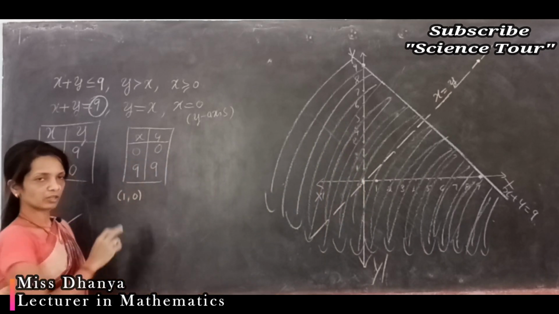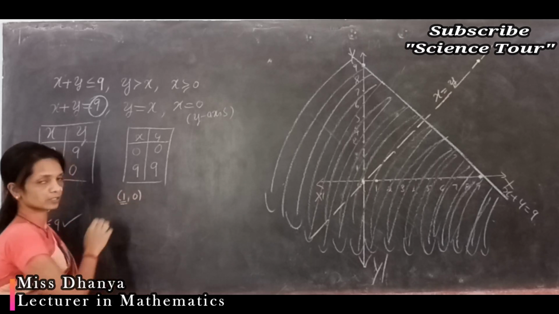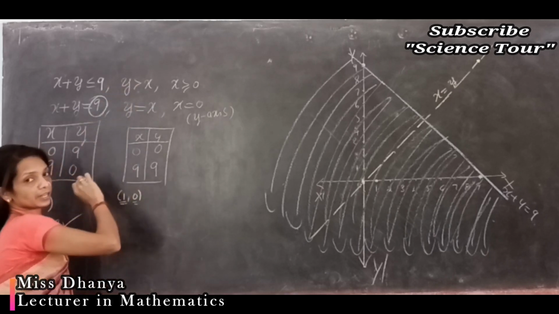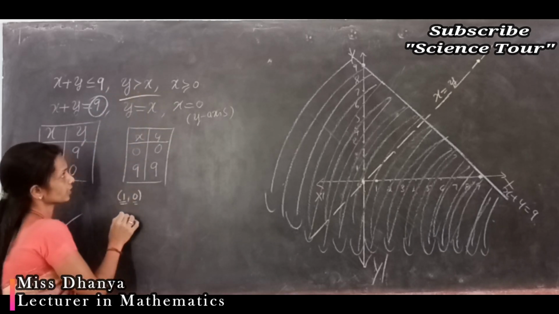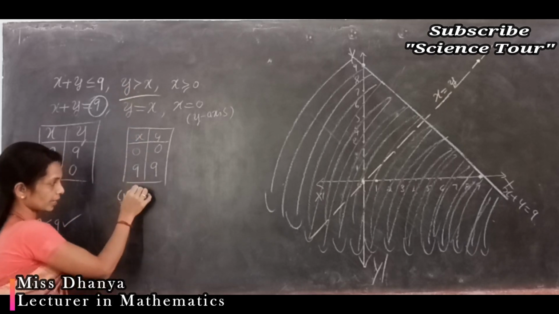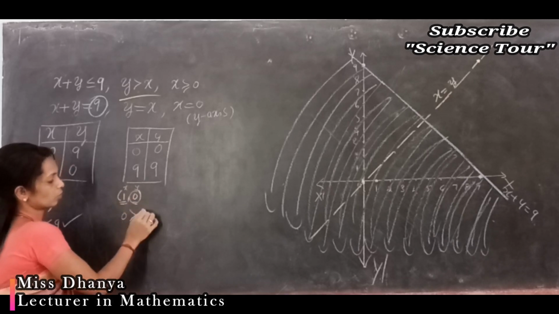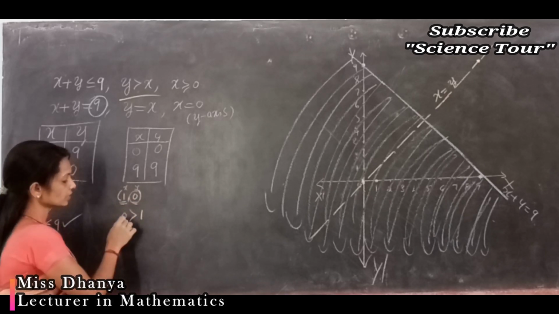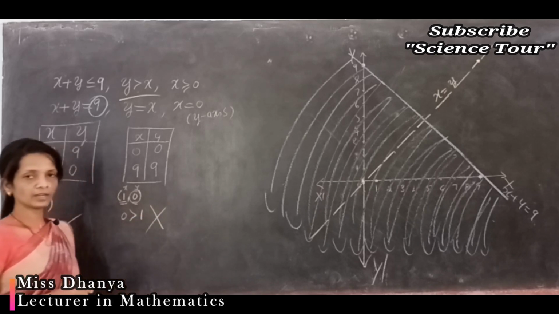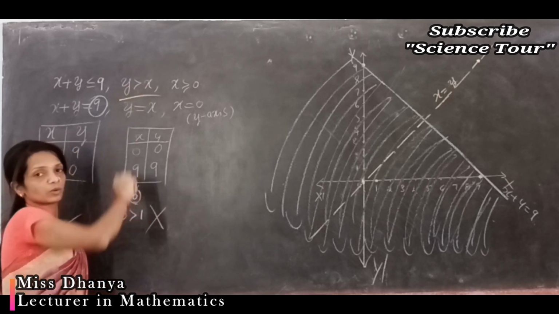Okay. (1, 0) you have taken as a checking point means in the x place you have to replace by 1, and in the y place you have to replace by 0 in this inequality. Okay, y greater than x. What is y? The y value is 0. This is y, this is x. Okay, y greater than x. What is x? x is 1. Whether 0 is greater than 1? No. So this is a wrong inequality. So for this checking point we got a wrong inequality here.